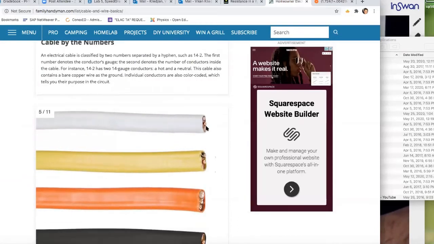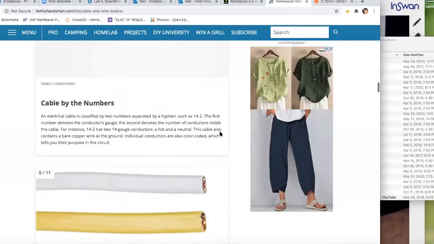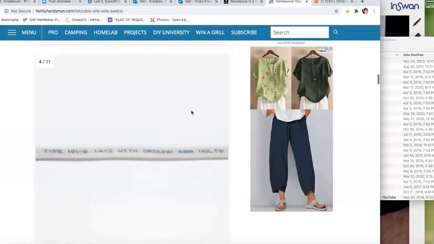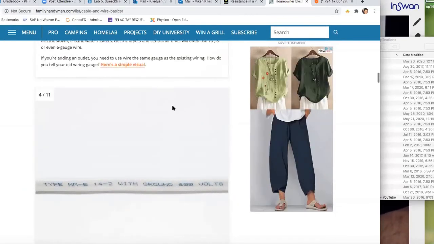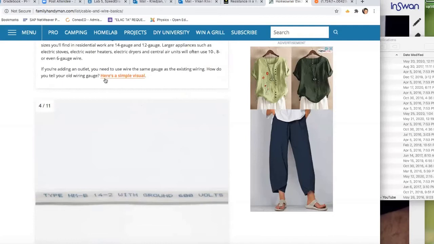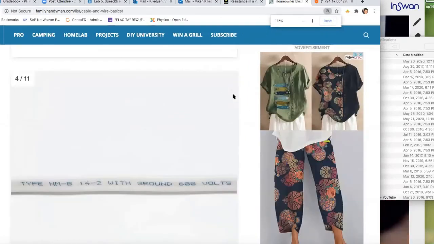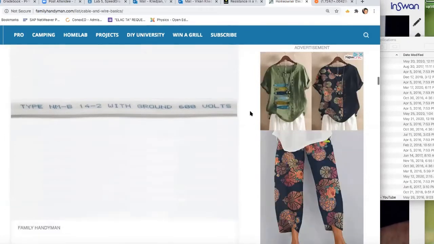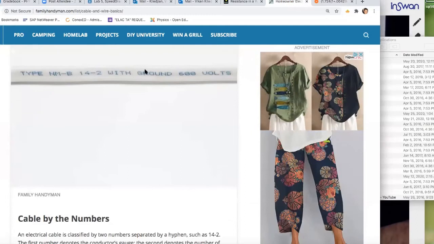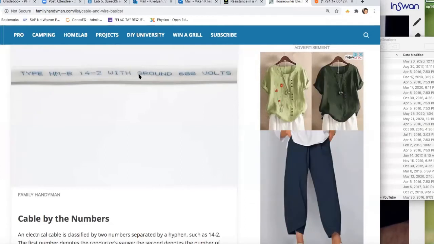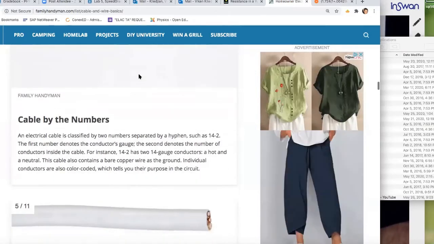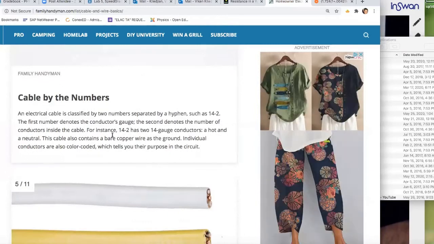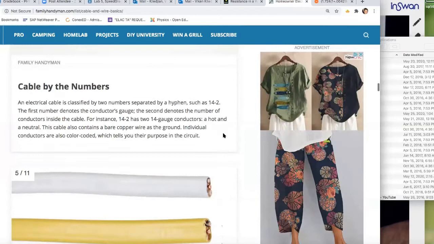Oh, they're actually showing you right here. You see here? This one doesn't show a picture. Where's the picture here? Here's a simple visual. This picture is not showing here. Maybe this is the picture. I don't see that much detail there. For instance, 14/2 has two 14 gauge conductors, a hot and a neutral.